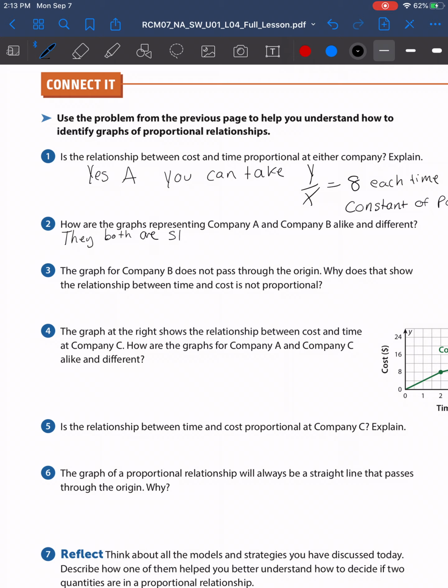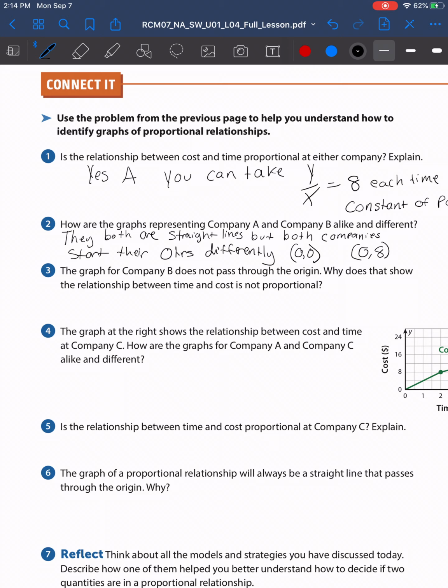So how are the graphs A and B alike and different? They both are straight lines, but both companies start their 0 hours differently. What that means is company A, 0 hours is $0, but company B was 0 hours, $8. It just doesn't make sense. The graph for company B does not pass through the origin.